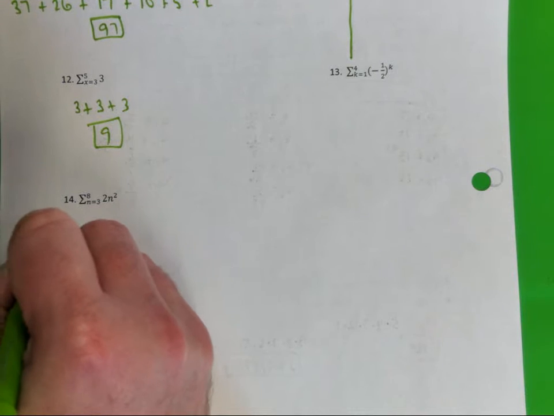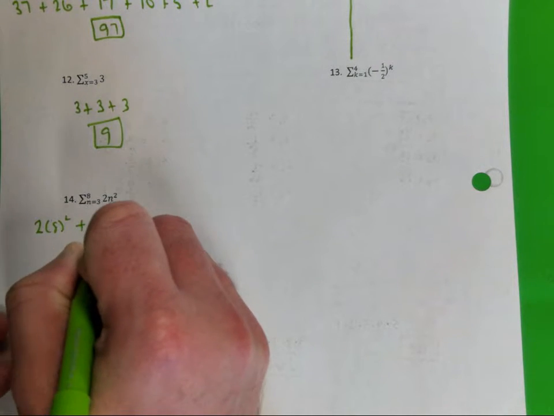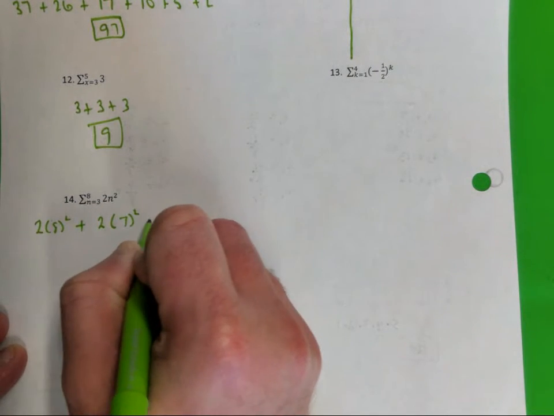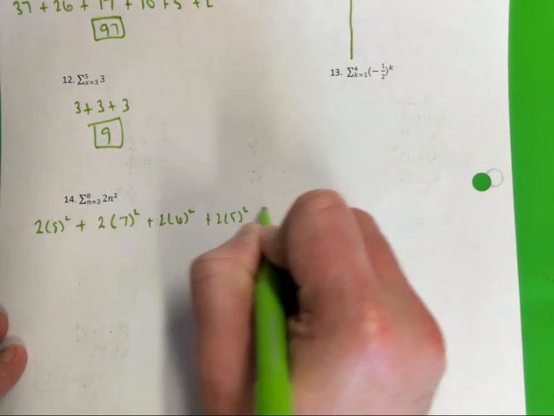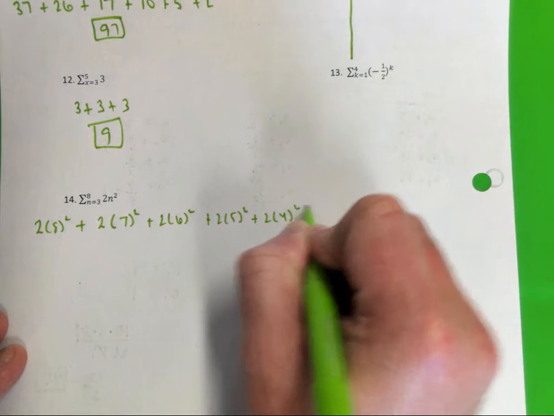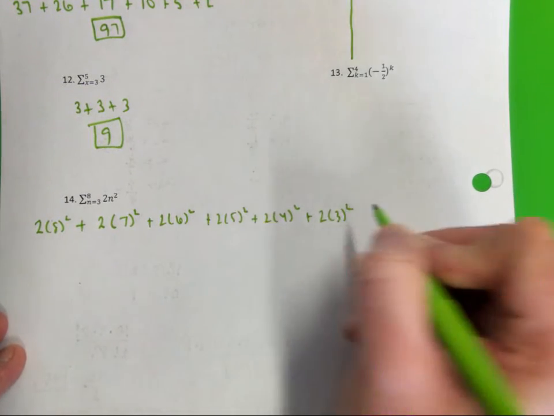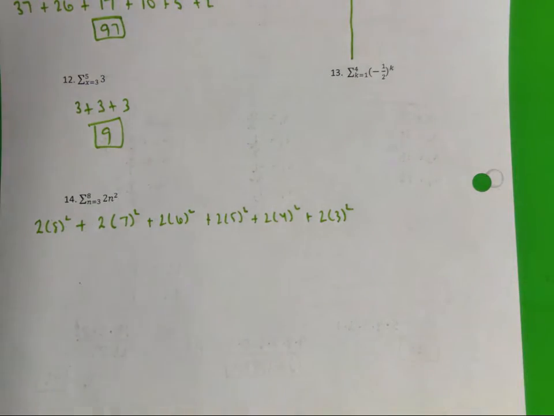Here we go. So 2 times 8 squared plus 2 times 7 squared plus 2 times 6 squared plus 2 times 5 squared plus 2 times 4 squared plus 2 times 3 squared. You don't have to show me every little step, but you do need to show me at least the first step if you plug it in.